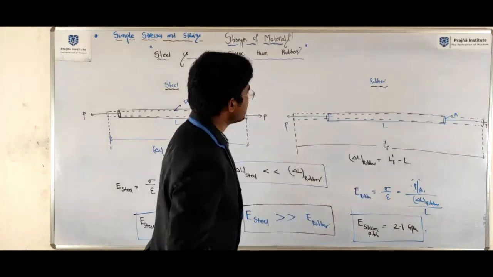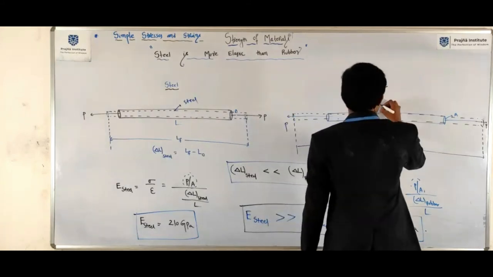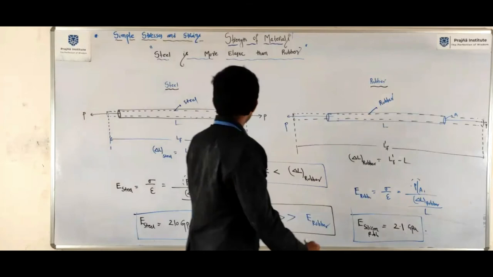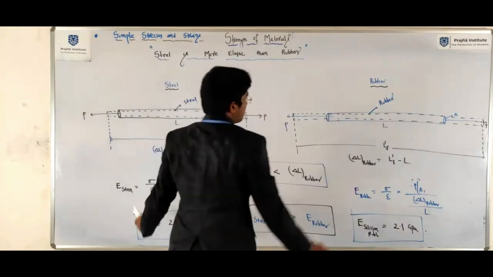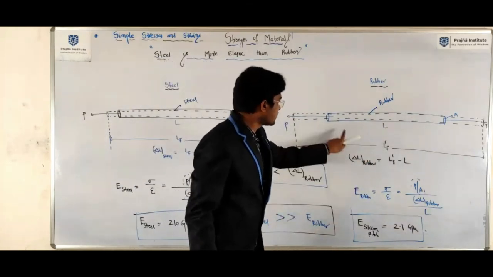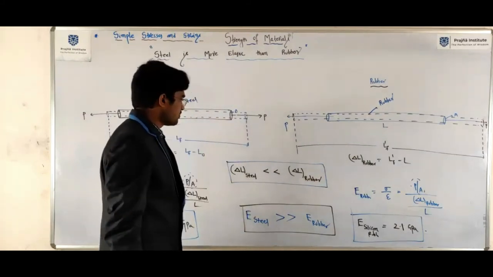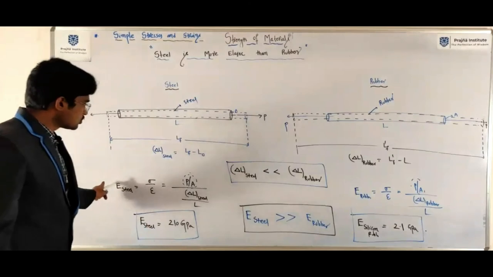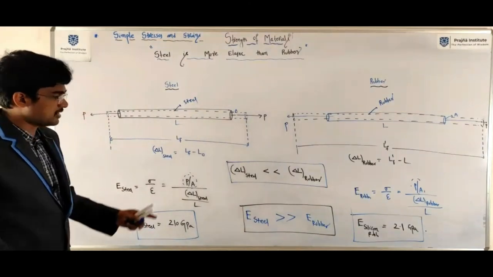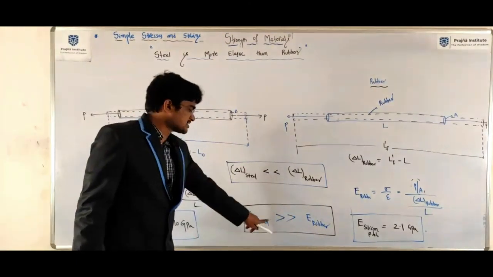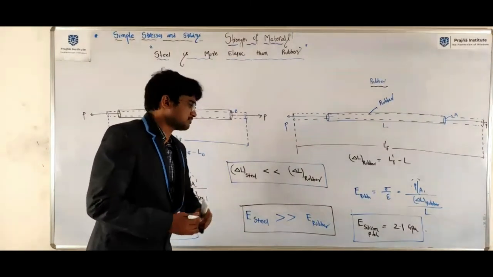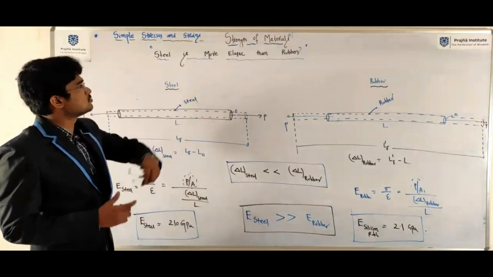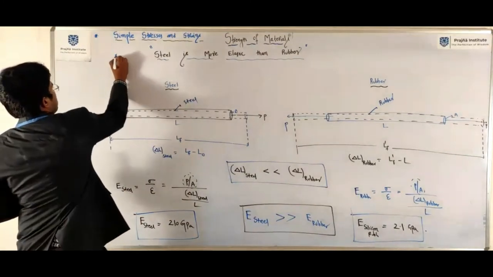The other is made up of rubber. Same length, but the deformation in the rubber is higher than the deformation in the steel. So you substituted here, and finally you got that Young's modulus of the steel is higher than the Young's modulus of the rubber. Finally, you concluded that steel is more elastic than rubber.